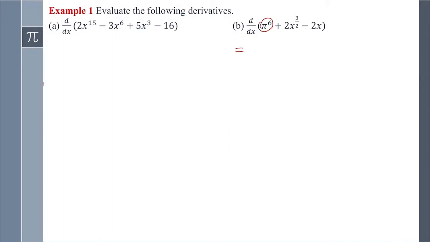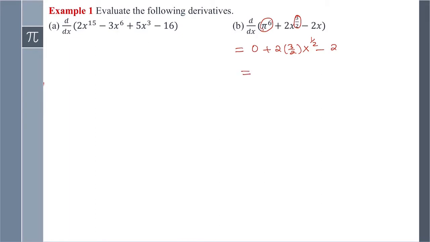Don't think that we are going to use the power rule here because pi is a constant. A constant raised to a power is a constant, so the derivative of a constant is 0. It's not 6 pi to the 5th. Okay, it's a constant, not a variable. So plus we have 2 times, so we bring that exponent here, 3/2 x to the 3/2 minus 1, which is 1/2, minus the derivative of 2x, which is just 2 times the derivative of x, which is 1, so it's just 2, okay?